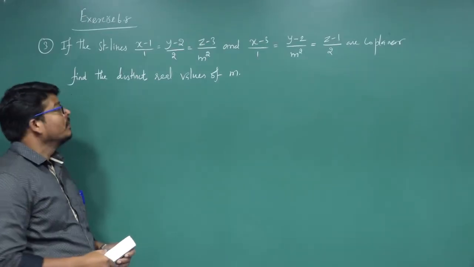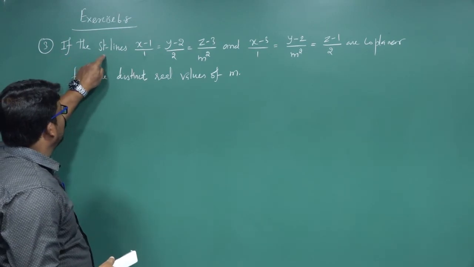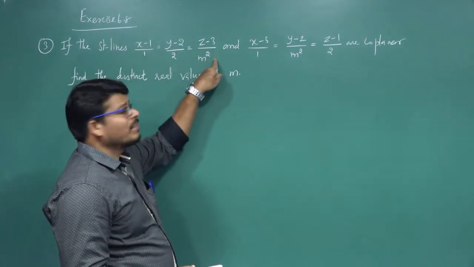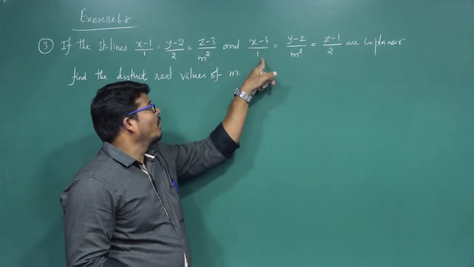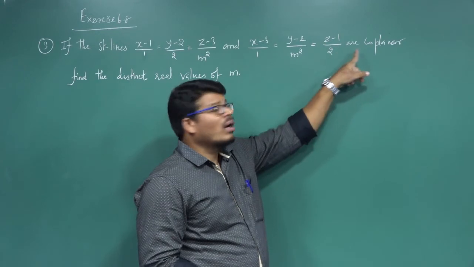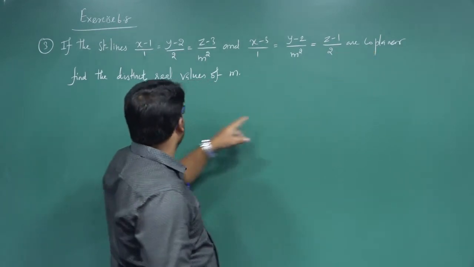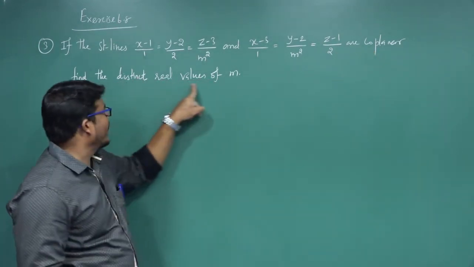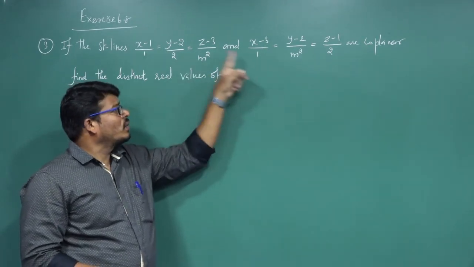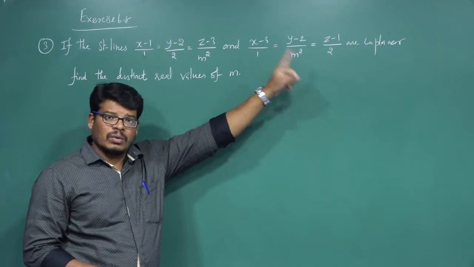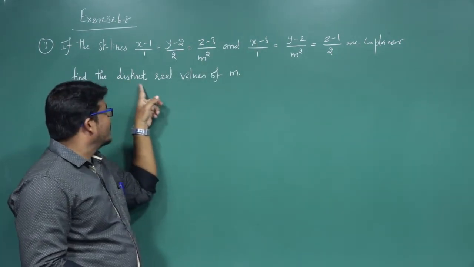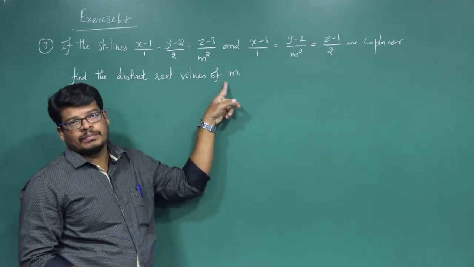Next one, third problem. If the straight lines (x minus 1)/1 = (y minus 2)/2 = (z minus 3)/m square and (x minus 3)/1 = (y minus 2)/m square = (z minus 1)/2 are coplanar, find the distinct real values of m. Given the two lines are coplanar, find the distinct real values of m.